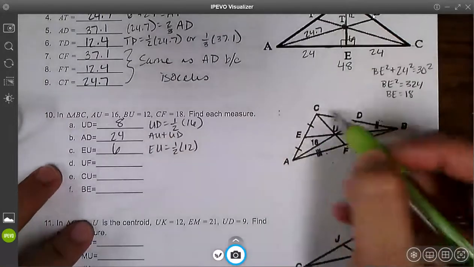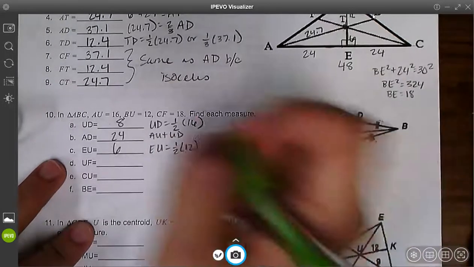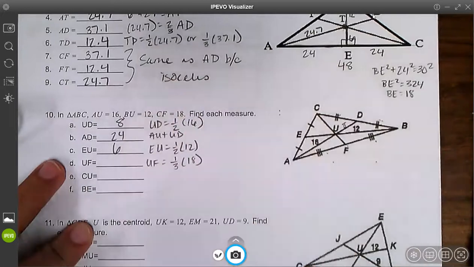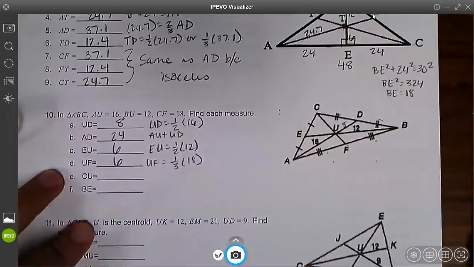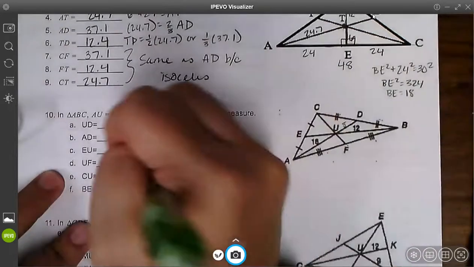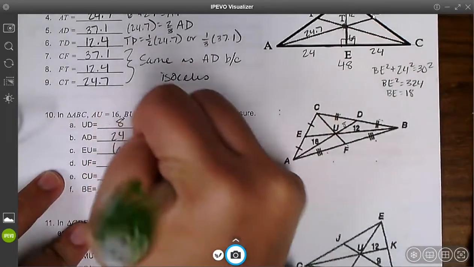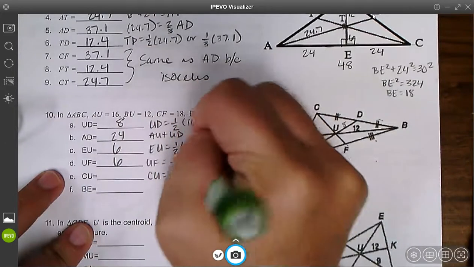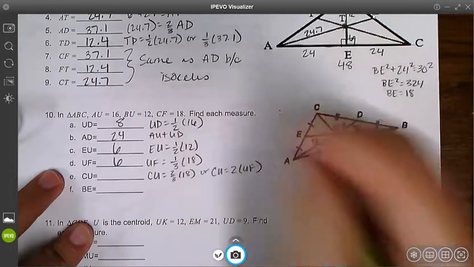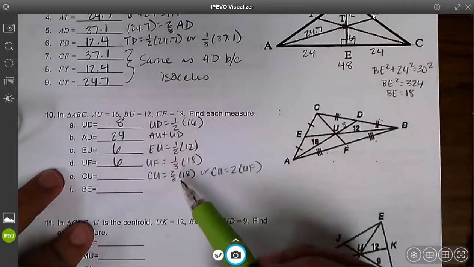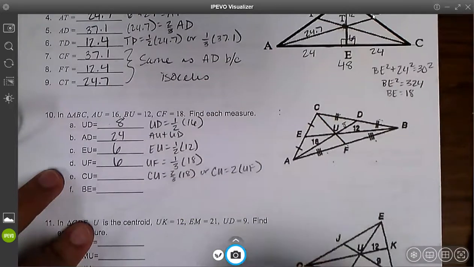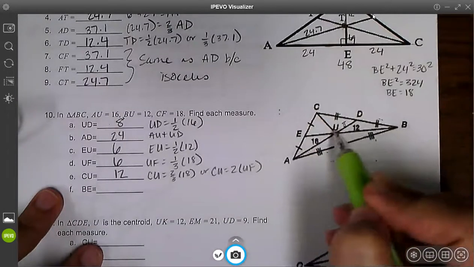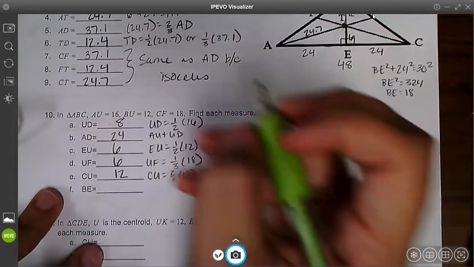UF, so we only know all of CF, which is 18. UF is going to be 1/3 because it's the smaller portion of CF, which is 18. 18 divided by 3 is 6. CU is 2/3, so you can say it's 2/3 of 18, or you can say it's twice UF, which is 6. 2 times 6 is 12. 18 divided by 3 is 6 times 2 is 12. Either way it works out, you get 12. And then BE is the whole thing, which is 12 plus EU, which we said was 6. 12 plus 6 is 18.